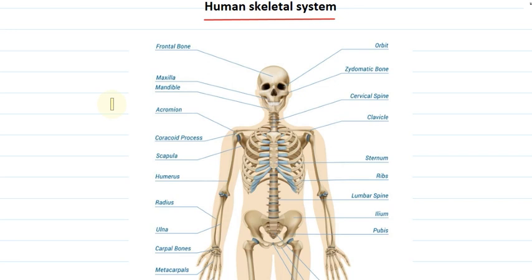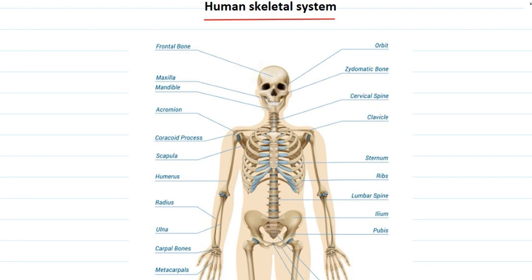The topic for today's video is the human skeletal system. So today we will understand what the skeletal system is first. The skeletal system actually comprises a framework of bones and a few cartilages. An adult human body comprises 206 bones, and the skeletal system is divided into two parts, the axial skeleton and the appendicular skeleton.